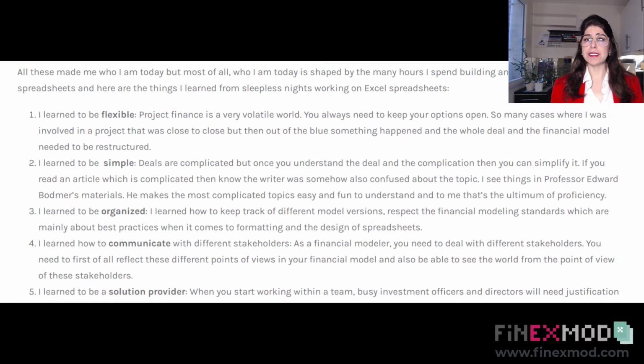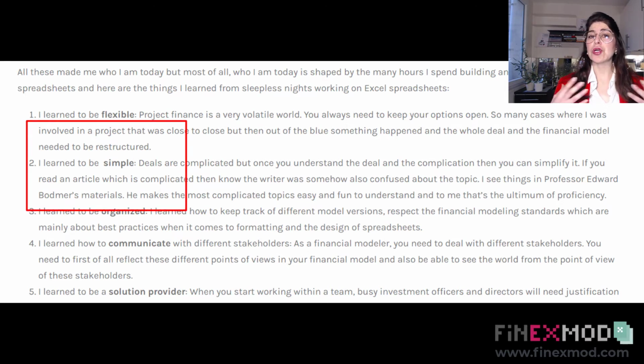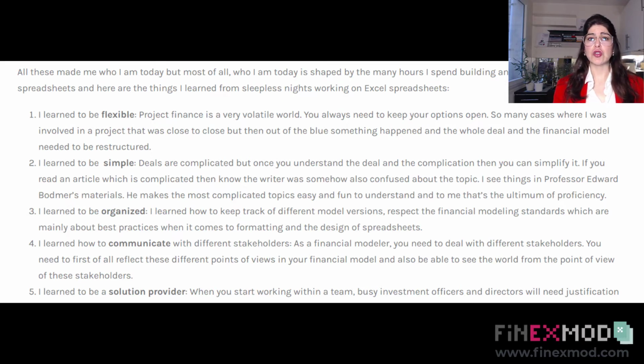The second quality of a financial modeler to me is simplicity. Deals are in general complicated. And also project documents are sometimes written in a language that might be complicated. For example, contracts usually are written by lawyers and sometimes it's very complicated to understand the legal language. So as a financial modeler, you need to have the skill to see the complication, whether it's in a project document, in a contract, in the technical studies, to take the complexity and simplify it and apply it in your financial models.